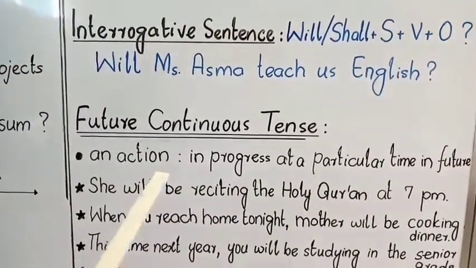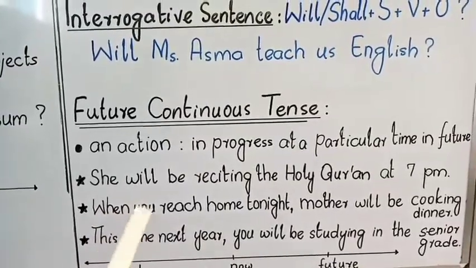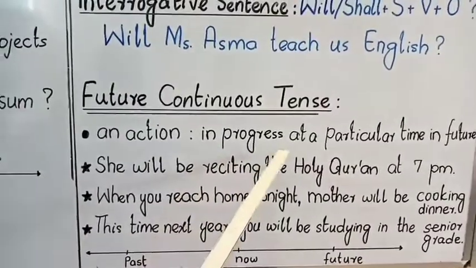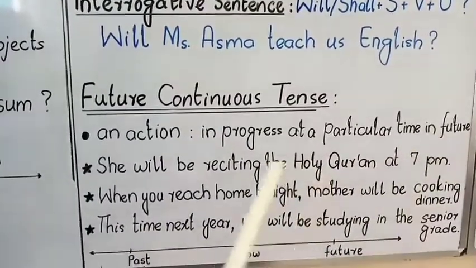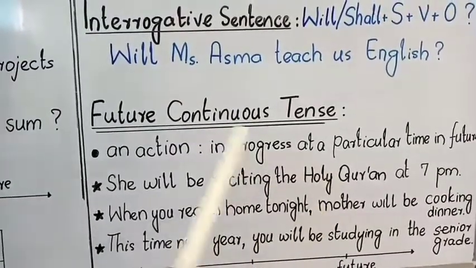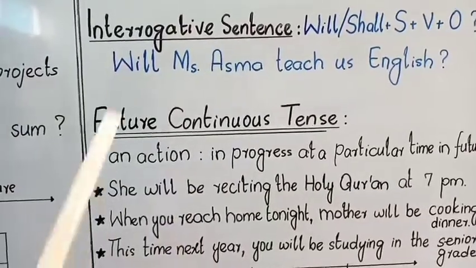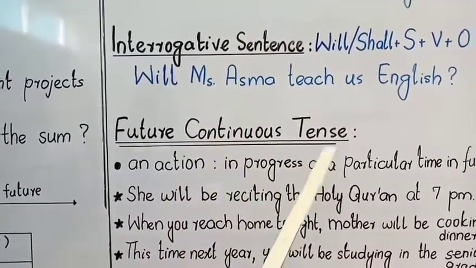Now come to the future continuous tense. So future continuous tense talks about an action that is in progress at a particular time in future. Any action that is going on in future is future continuous tense. Or any action that will be continued in future is future continuous tense.